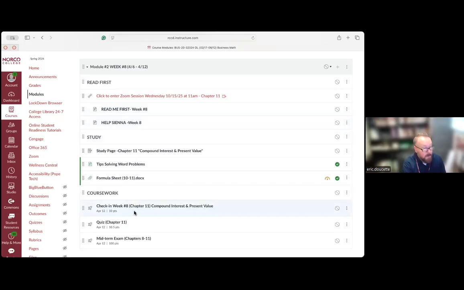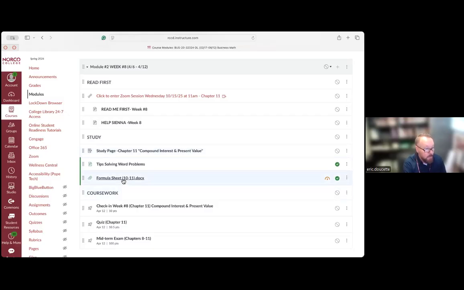And that's actually going to be a part of your problems down here. So it's setting you up for what her goals are. So make sure you read those through. Make sure you mark them as done. Same thing with the study page for chapter 11. You're going to review that and mark it as done.